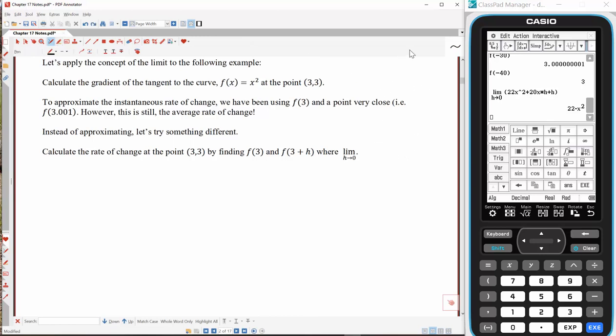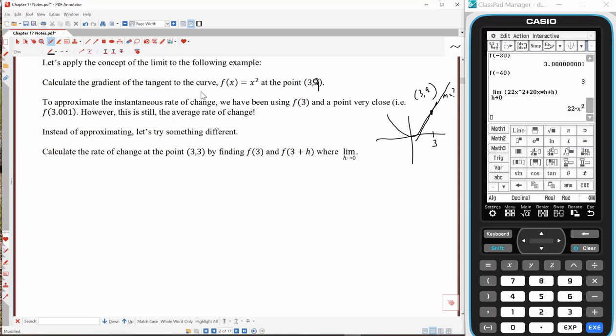At the point 3, 3. Well, that's wrong. That should be 3, 9. Right, so calculate the gradient of the tangent to the curve there. All right, so basically a line's going to run along there, hit it, and we want to get the gradient of this line here, m equals, I don't know.